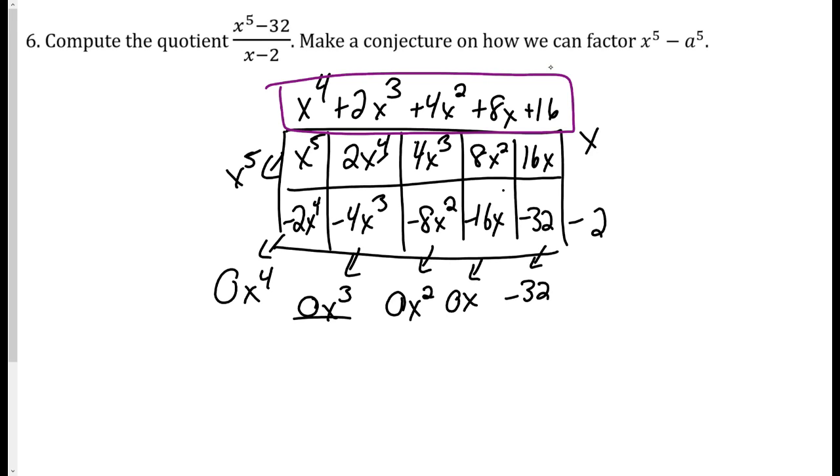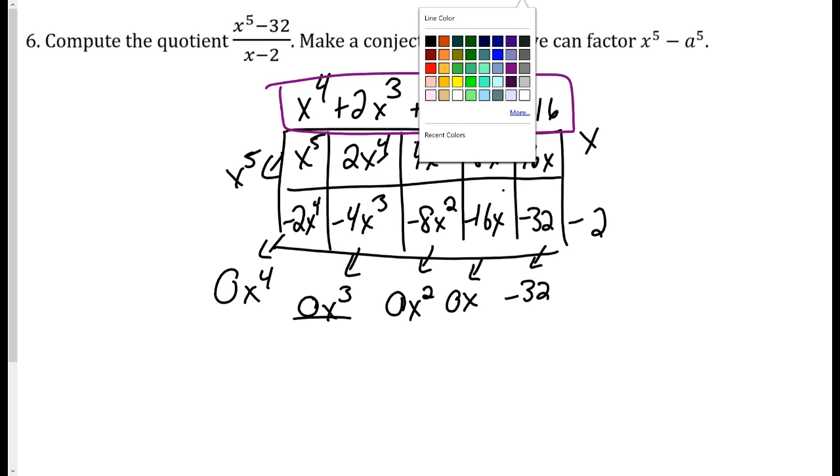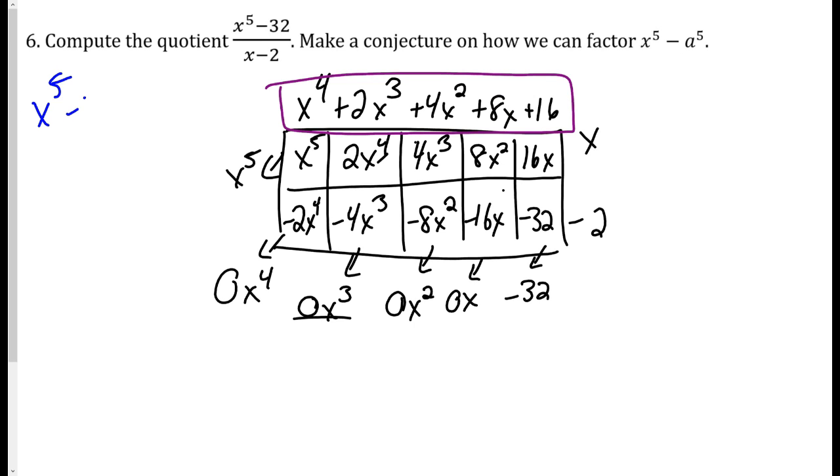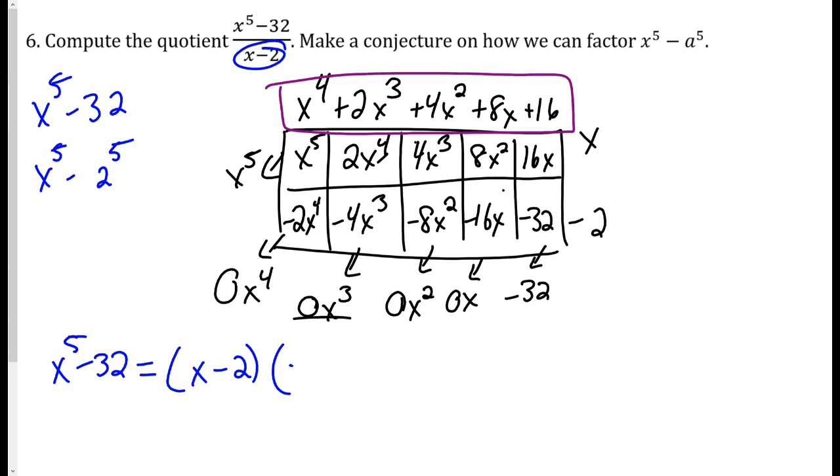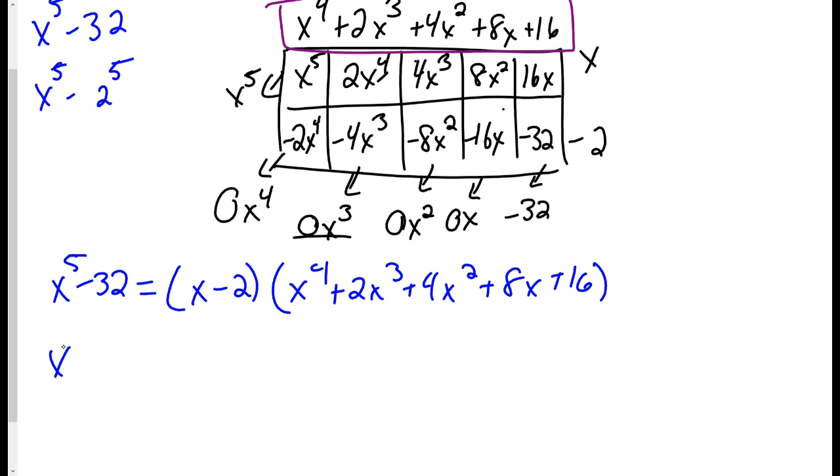So how can I use this to factor x to the fifth minus a to the fifth? Well, x to the fifth minus 32 is really x to the fifth minus 2 to the fifth. So we know x minus 2 is a factor of x to the fifth minus 32. X to the fifth minus 32 can be written as x minus 2 times x to the fourth plus 2x cubed plus 4x squared plus 8x plus 16. So what if I just don't have a number there and I have x to the fifth minus a to the fifth? Well, I'm going to get a factor of x minus a.